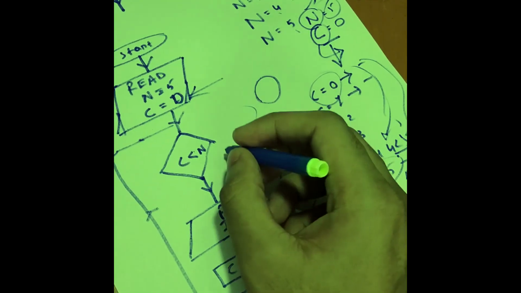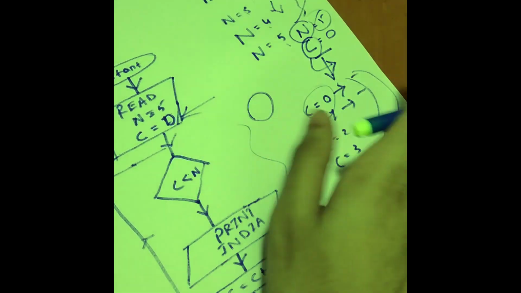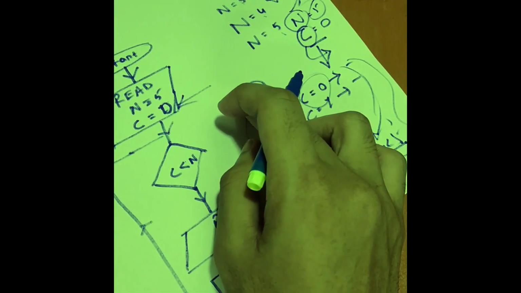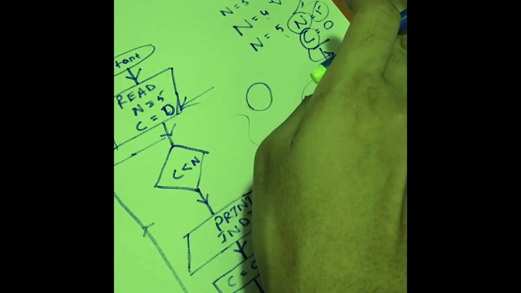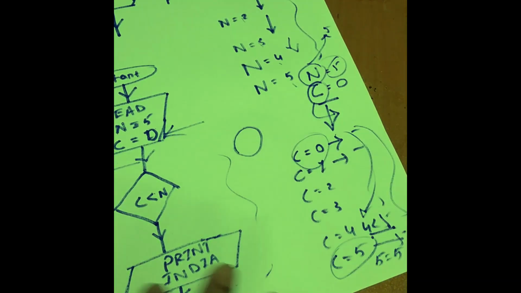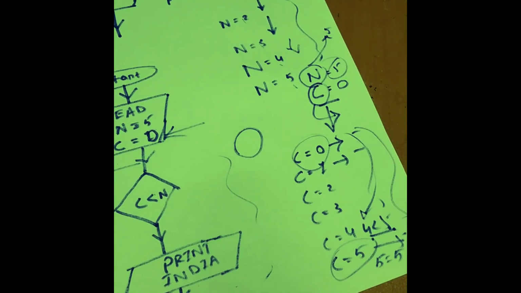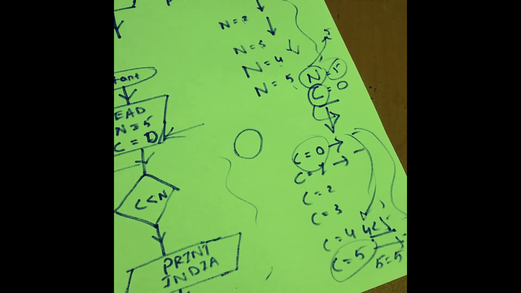So here what is a loop doing? The same thing. It will print India, again it will go through the loop and go to the initial position, that is again print India, again it will cross the loop and go to the initial point, that is again print India. In this way, India is printed multiple times.